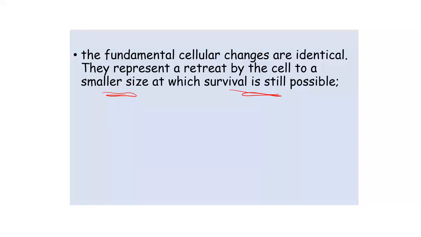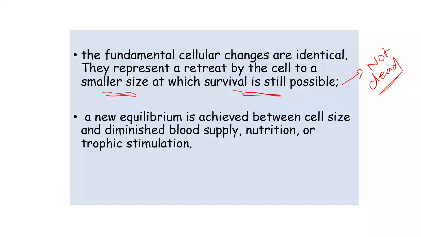There is a new equilibrium achieved between the cell size and the diminished blood supply, diminished nutrition, or diminished trophic stimulation by hormone or by neuronal input and so on. So you have a new equilibrium between the cell size and the new cause of the atrophy. Fine? So you reach a smaller size that you can live without being dead.